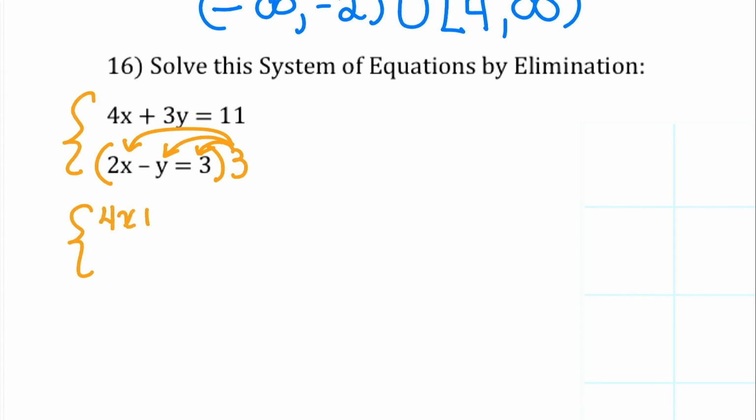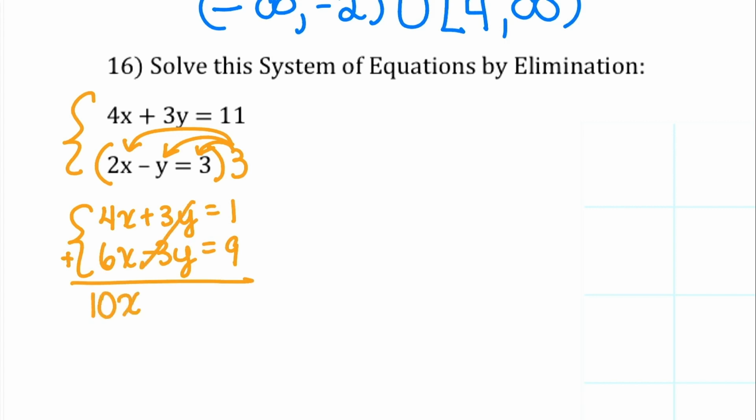Let's rewrite this top equation. We're going to get 6x minus 3y equals 9. When we add these straight down, 4 plus 6 is 10x. Our y's will cancel, and that's going to equal 10. When we divide both sides, we're going to get x equals 1.